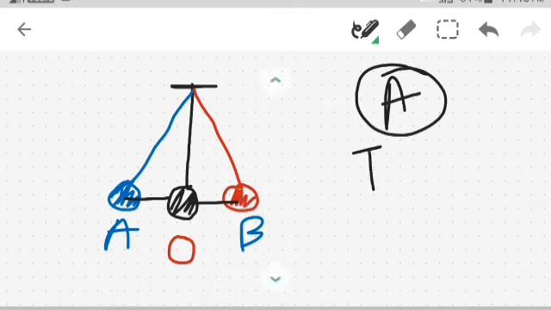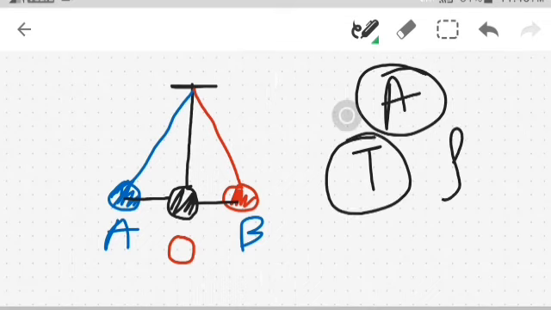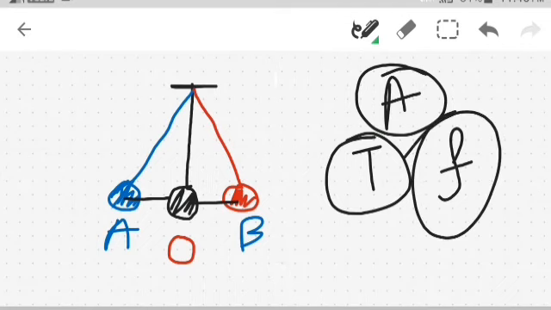What is the time period? The time taken by the vibrational object for one complete oscillation is called time period. And what is frequency? The number of oscillations in 1 second is called frequency.